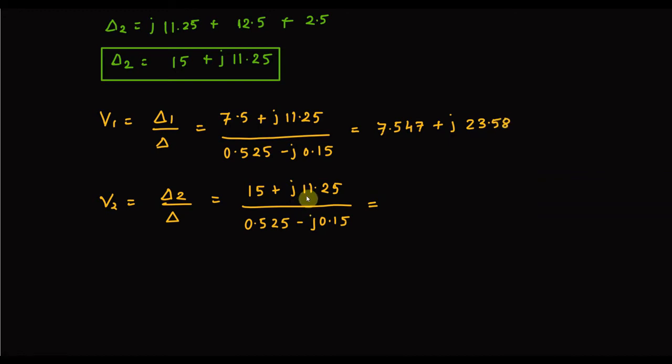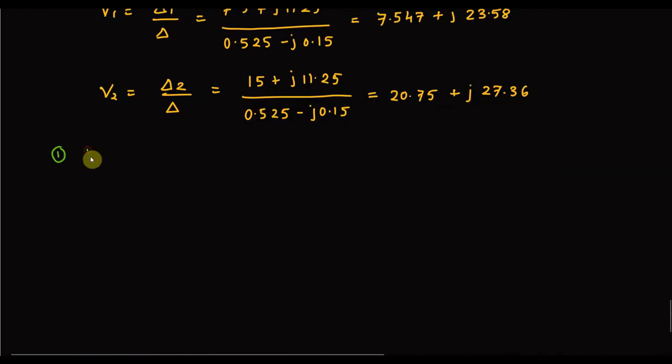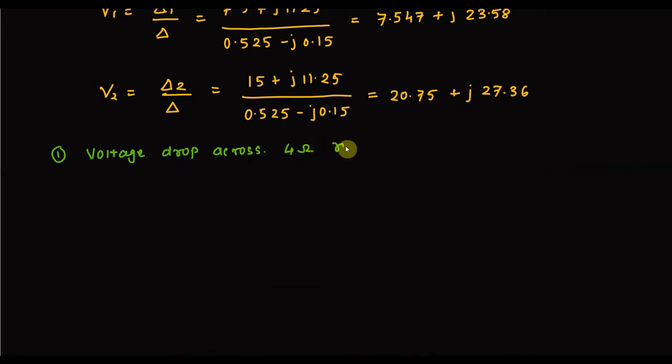And V2 comes out to be 20.75 plus j 27.36. Keep your answer in the same format because they have now asked for V1 and V2. What they have asked is: find the voltage across the 4 ohm resistor. You can see the question: voltage drop across the 4 ohm resistance.